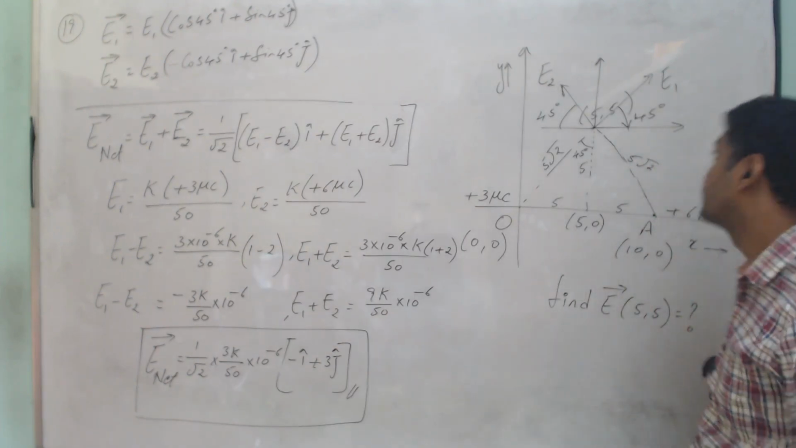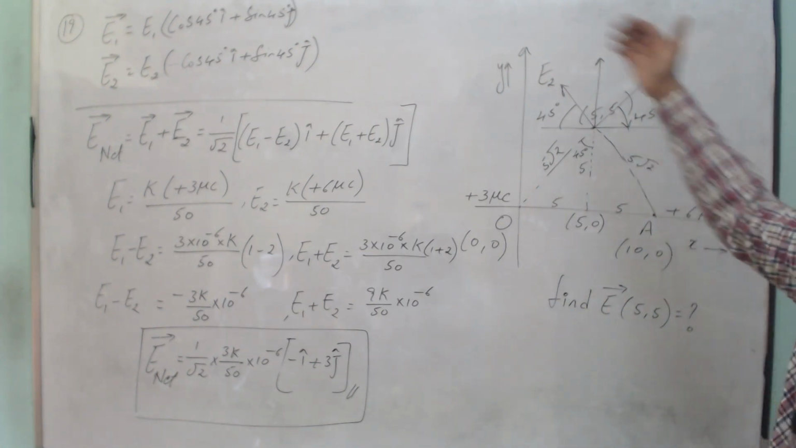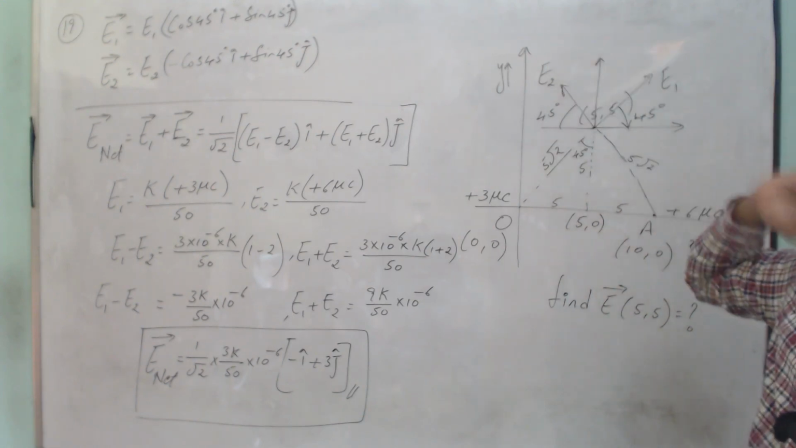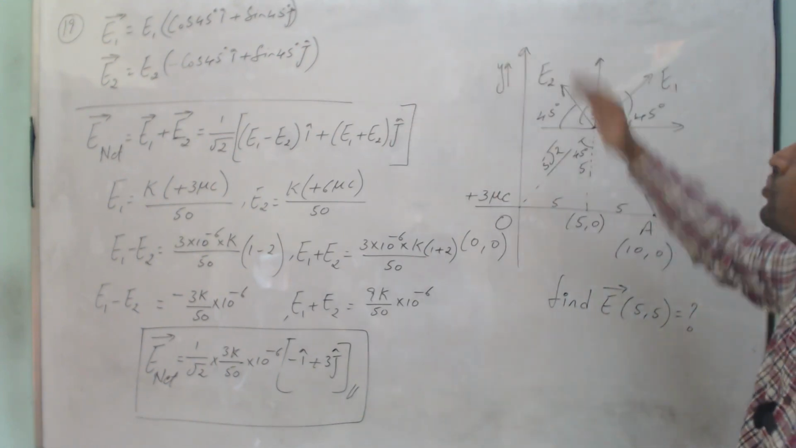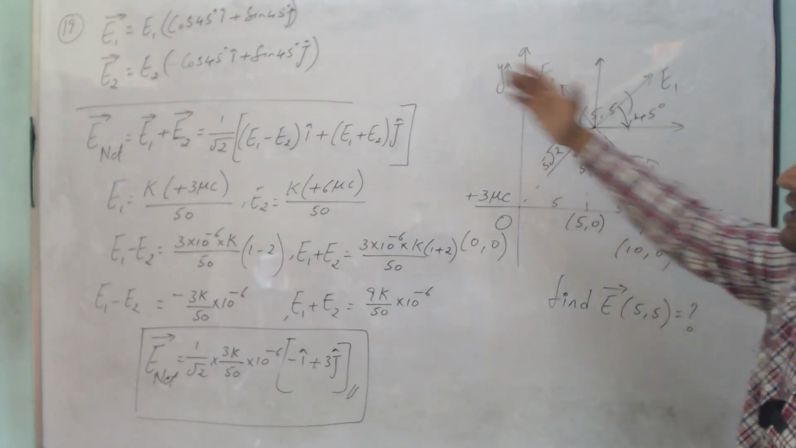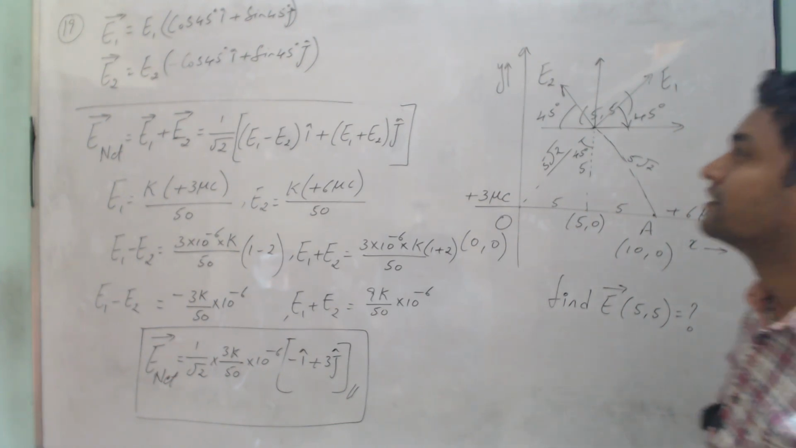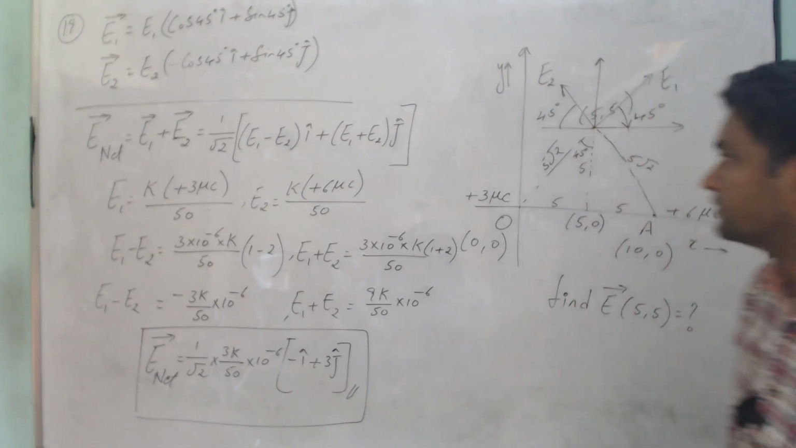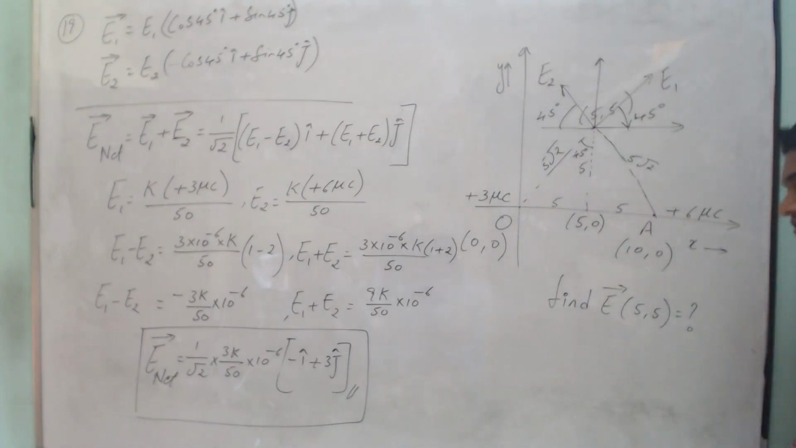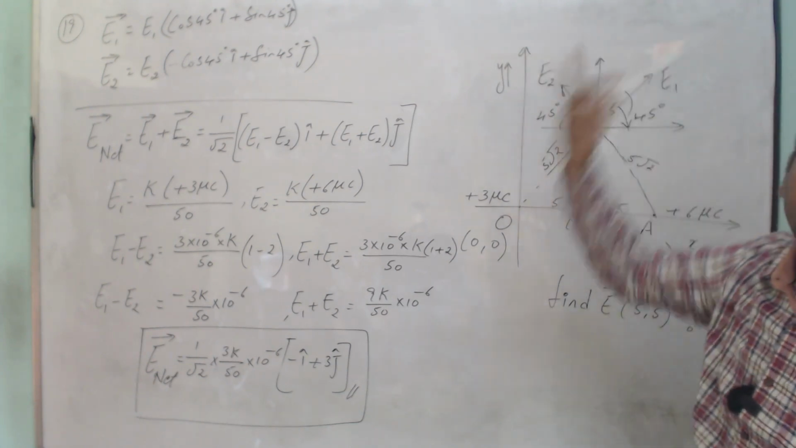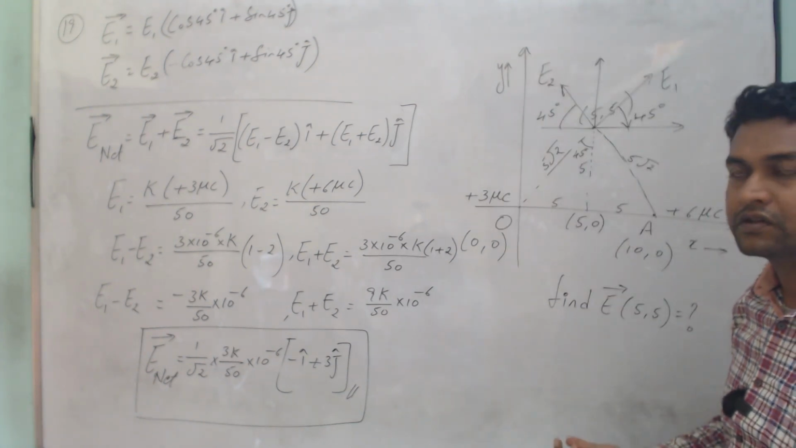Therefore, I will write E1 bar in terms of I cap, j cap: cos 45 I cap plus sin 45 j cap. What is E2 bar? Minus cos 45 I cap plus sin 45 j cap. Correct? Yes, sir. Sir, can't we take E and 2E, because 3 microcoulomb and 6 microcoulomb? You can take it as E and 2E also, no problem.